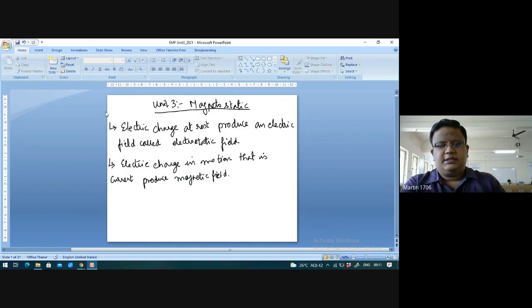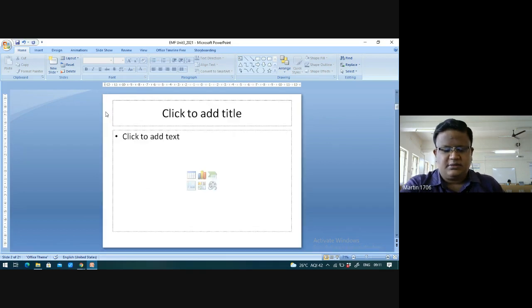We use an electric field called the electrostatic field. Magnetostatic is nothing but electric charge in motion, that is, current producing a magnetic field. In a conductor, both electric and magnetic fields will be there, but at static condition, we are studying these concepts.